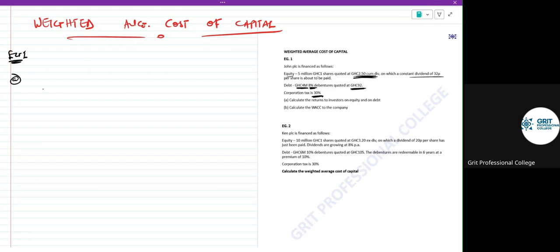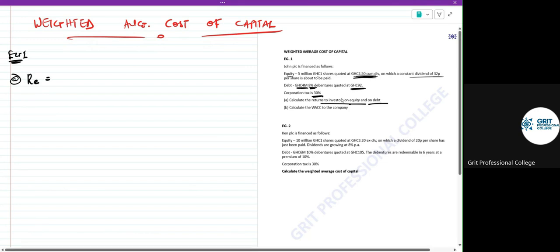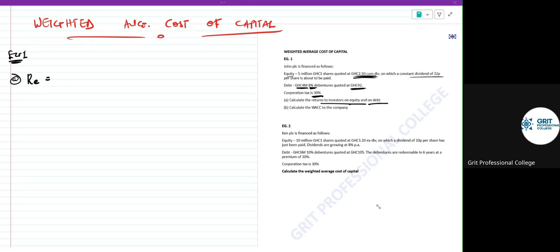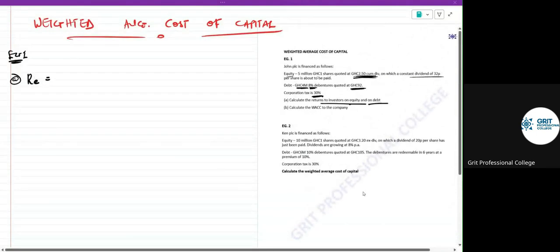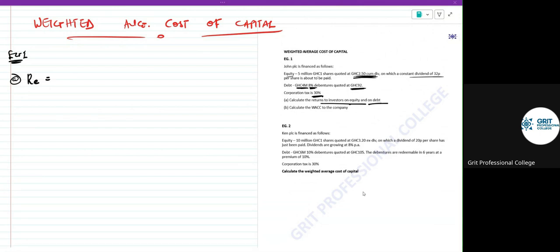A, we are asked to calculate what? The returns on equity, or the returns towards investors on equity and on debt. Okay. So that is what we need to find out. So we want to find RE, which is the shareholders' required rate of return. And then we'll also find KD, which is what? The investors' required rate of return. That is the first question. All right.